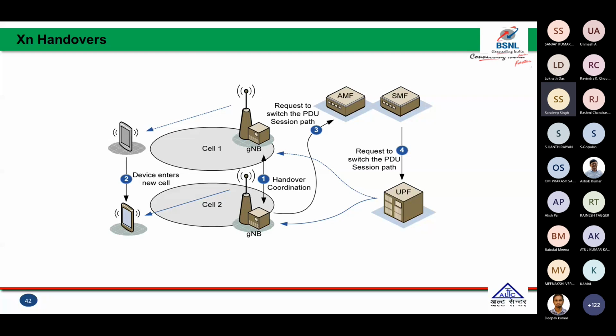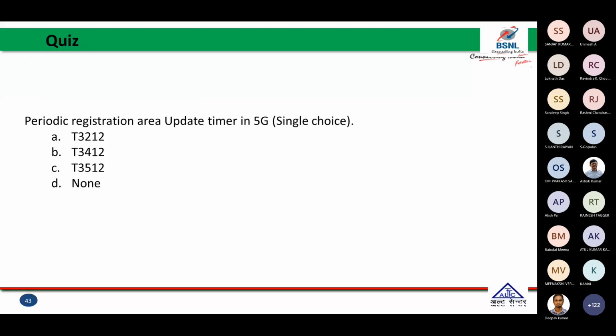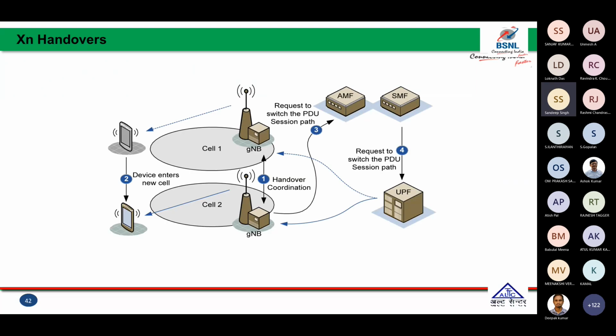This one is the Xn handover. What is the Xn handover? That is the interface between two gNodeBs. This is just how the handover between one gNodeB and another gNodeB happens when a device moves from one base station to another base station.